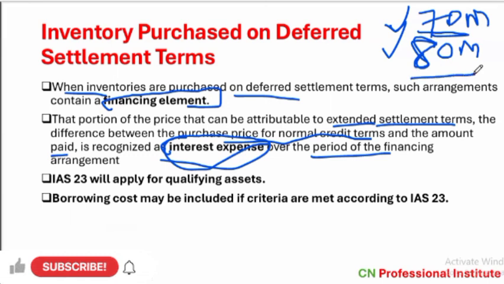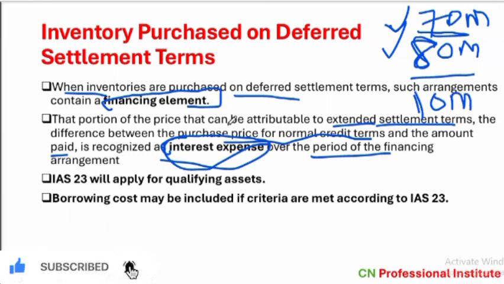Then the difference between the 70 and the 80, which is the 10 million here, is what we call the interest expense. The interest expense will be expensed over the financing period, over the 2-year period. That's if you pay in 2 years' time, then you have to record the 10 million over the 2-year period. So it's saying if this happened, then this is how we treat it.